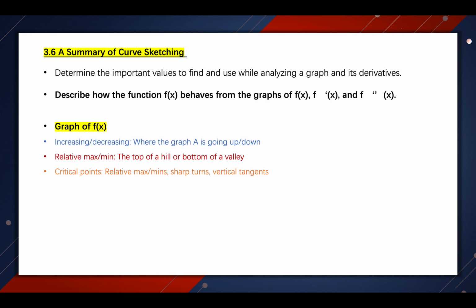Thirdly, we should find the critical points. Critical points are where the first derivative of f of x equals 0, and they can help us to determine the relative maximum, minimum, the sharp turns, or the vertical tangents. We also should determine the concavity of the graph of f of x, where the graph is cupped down or up. And lastly, we should determine the points of inflection, where the second derivative equals 0, and it can help us determine the concavity.